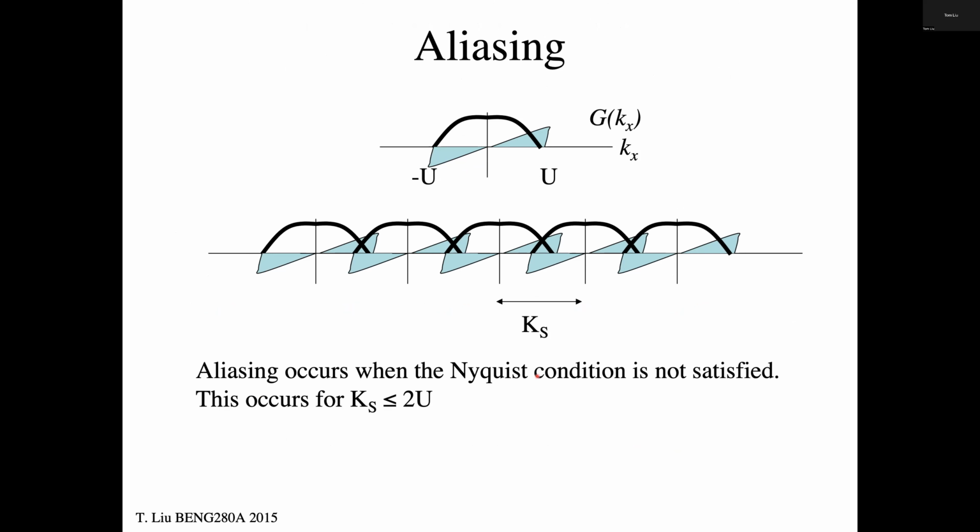So if it's not satisfied, then this spacing between replicants starts collapsing in, getting closer, and you start getting actual corruption of your data at these frequencies, right? Where this overlap occurs, and that's called aliasing.